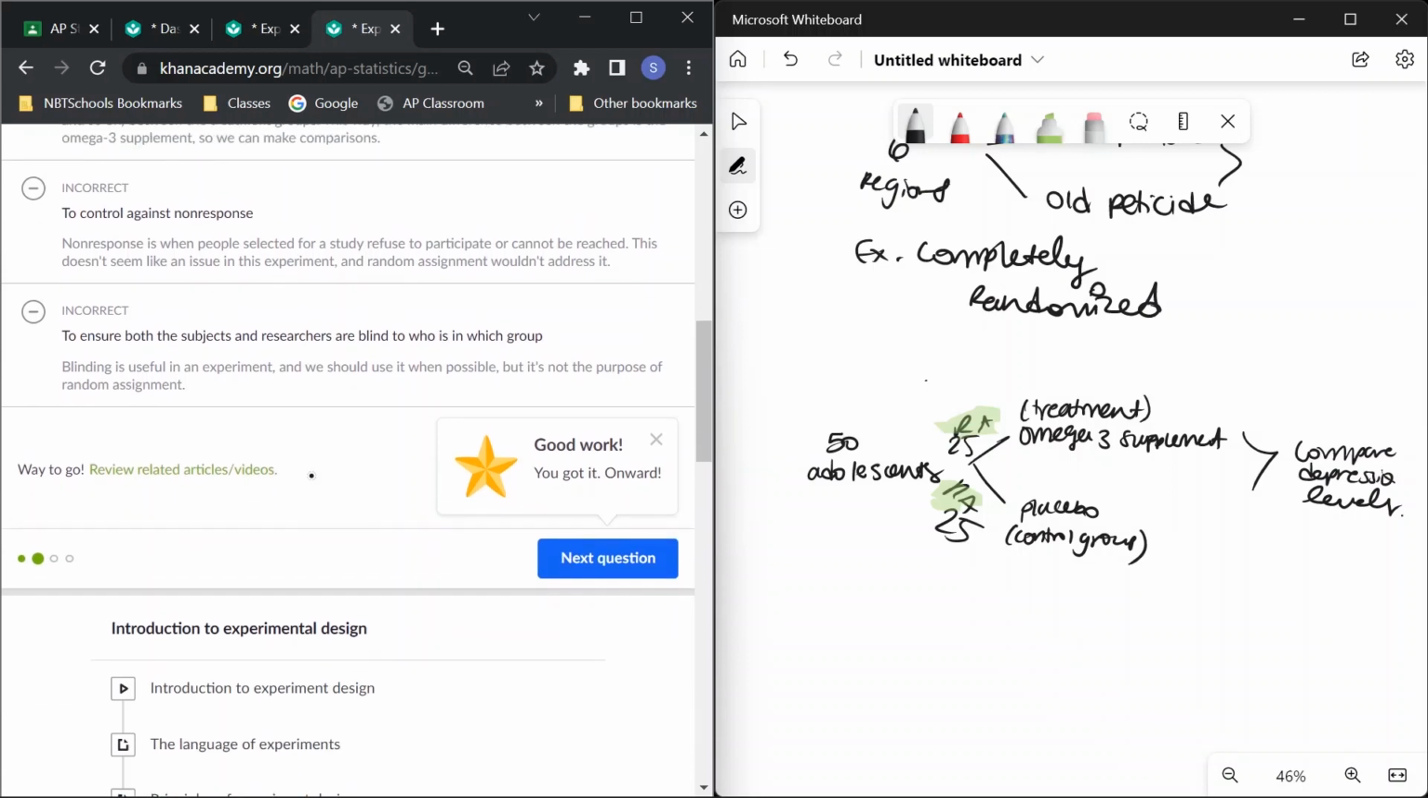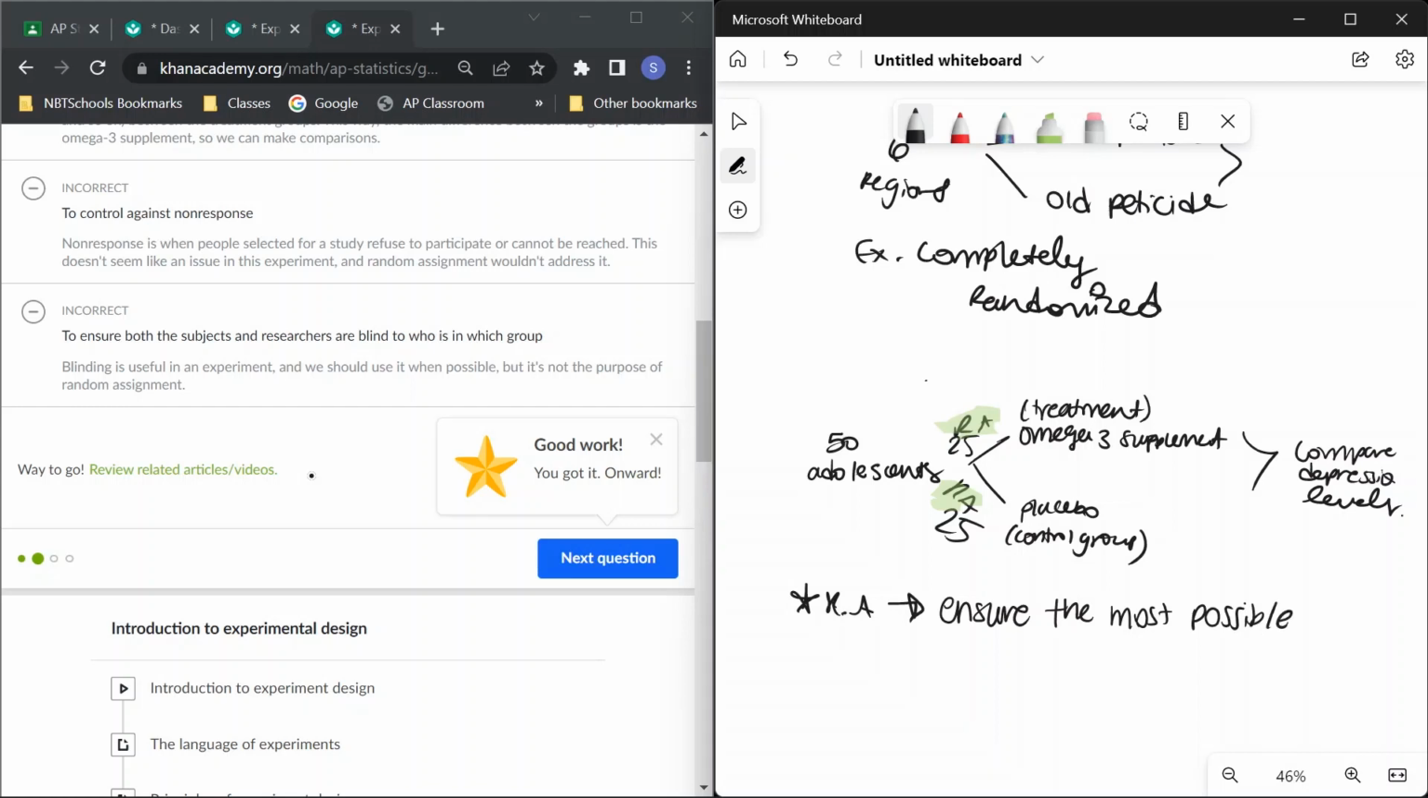So, I guess it's kind of like a note. So, random assignment, the usefulness for that is to ensure the most similarity, to ensure the most possible similarities, to ensure constant, to balance out. No, I can't even, okay, sorry, you can make up your own definition, come on.